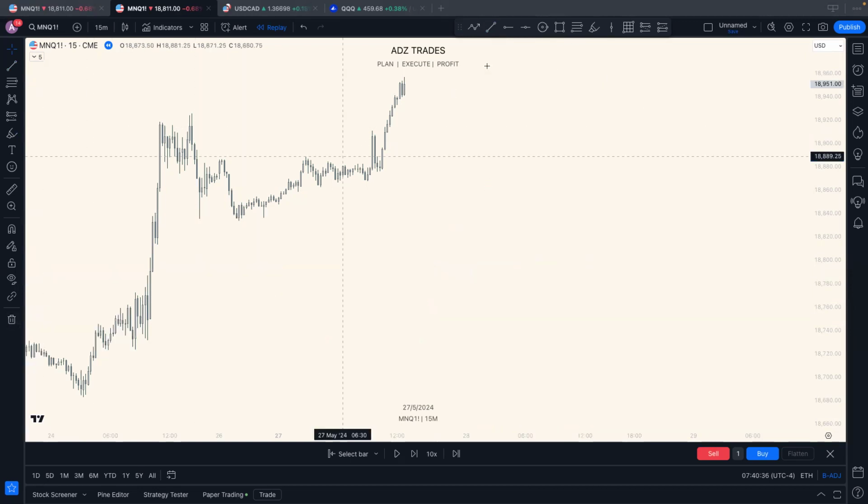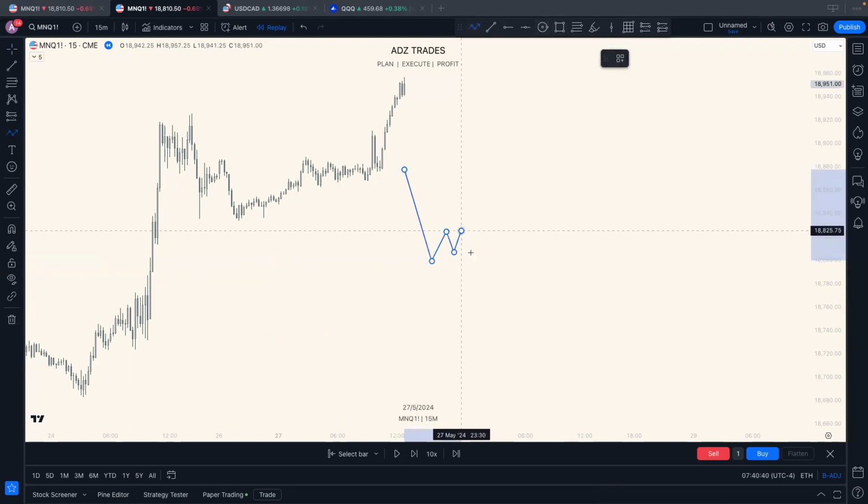And it's the exact same thing in a downtrend. It's going to look something like this.